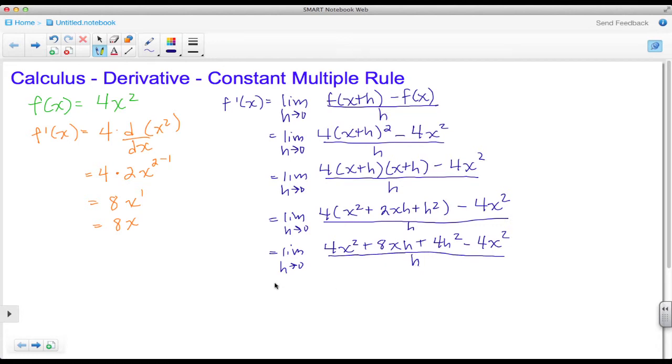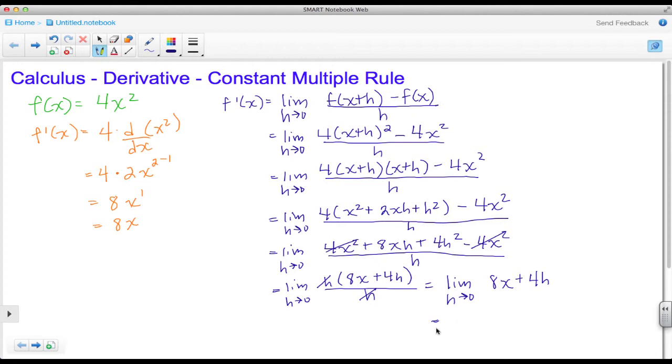At this point, I can begin to do some simplifications. What I see here is that I've got a positive 4x squared and a negative 4x squared, so those go away. And with my two terms that are left, I see they both share an h, so I can factor out an h from both of those terms. So I have h times 8x plus 4h, and that is all divided by h. And again, I can do some more simplification. These h's here can cancel, and I'm left with the limit as h approaches 0 of 8x plus 4h.